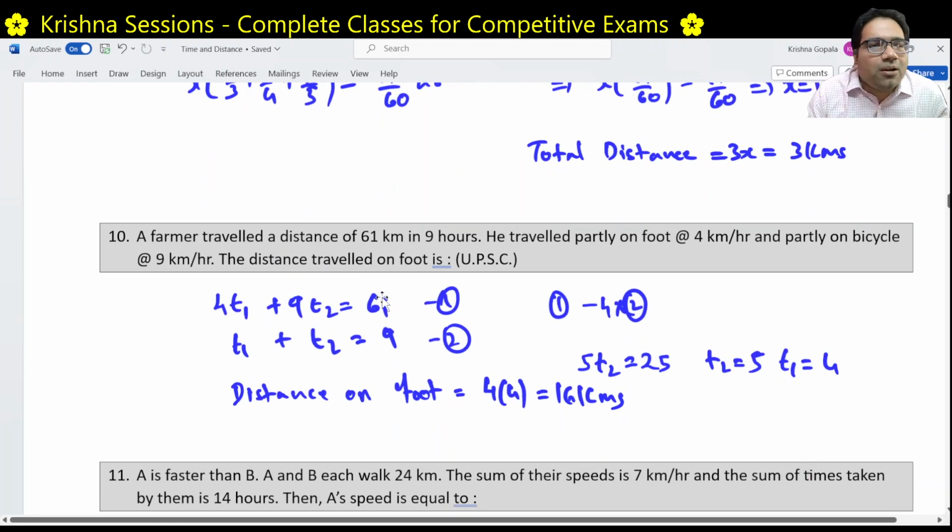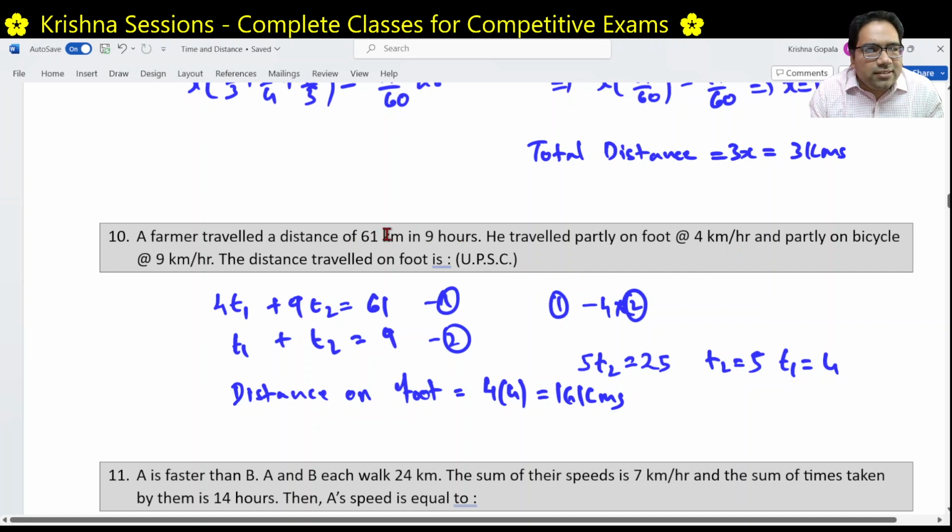Next one. A farmer traveled a distance of 61 kilometers in 9 hours. He traveled partly on foot at the rate 4 kilometers per hour and partly on bicycle at the rate 9 kilometers per hour. The distance traveled on foot is what? Okay, very good. He traveled partly. We don't know how much time he traveled on foot, how much time on bicycle. Let's assume that traveling on foot is T1 time and traveling on bicycle is T2 time.